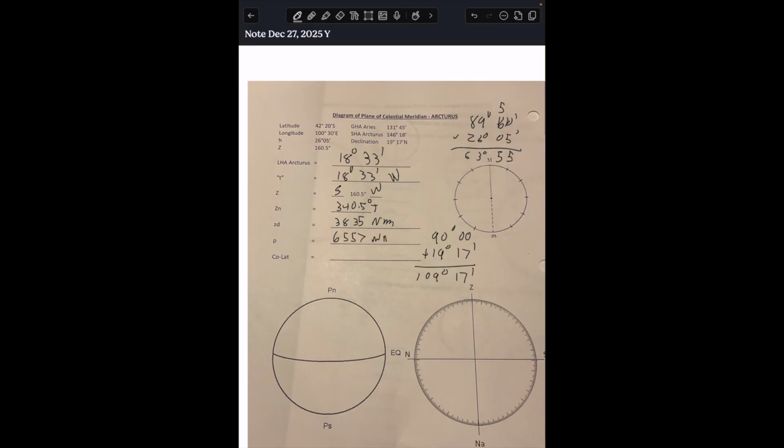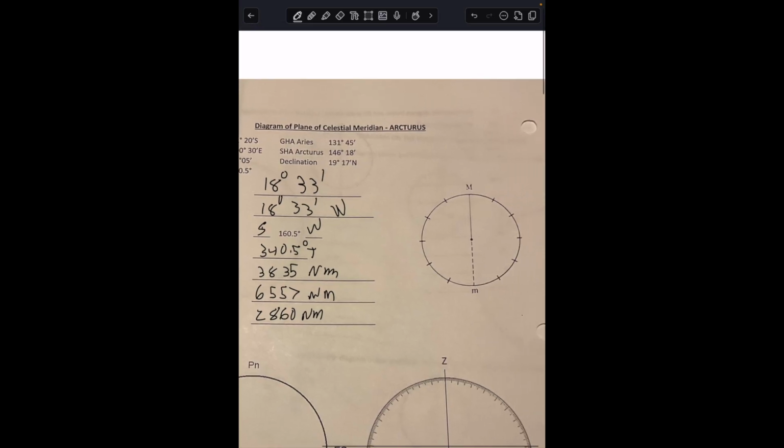6,557 nautical miles. And then finally, our co-latitude is just 90 minus our latitude, 47 40, which, again, 40 divided by 60 plus 47 times 60 is 2,860. Okay, so with all of this, let's do our diagram.